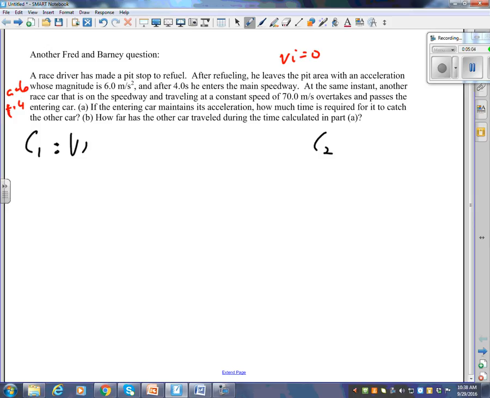So I'm just going to put car 1 here. I'm going to write VF equals VI plus AT. What's his initial velocity? 0. Acceleration, 6. Time is 4 seconds. He's going 24 meters per second. So that's the final velocity at the end of the 4-second pre-interval, right? Before he enters the racetrack.